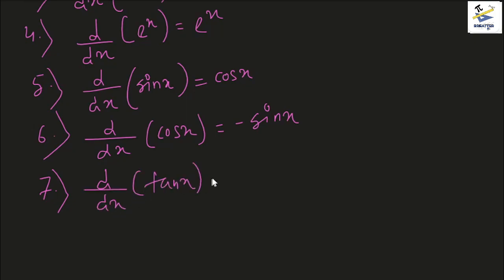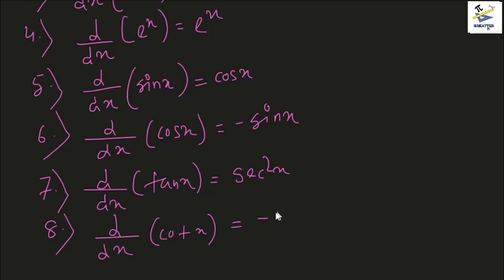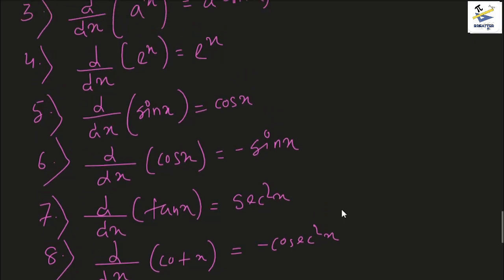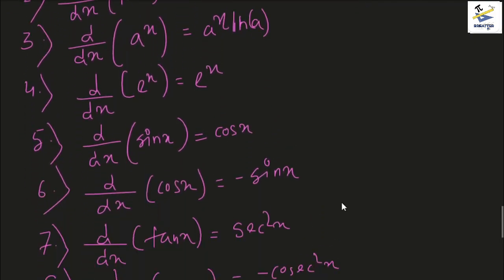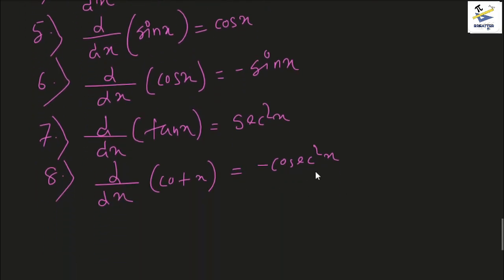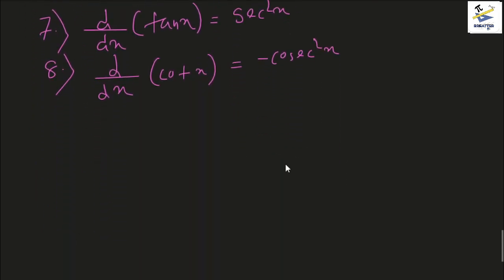The derivative of tan x is basically equal to sec square x. Number 8: d/dx of cot x would be equal to minus cosec square x. So I think these are some of the basic things, and there are other things as well that you need to know, but for the time being this should do. This should actually work pretty well.